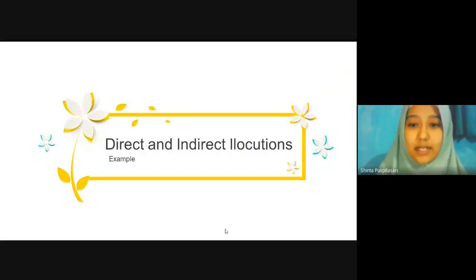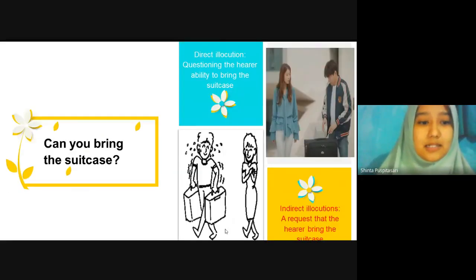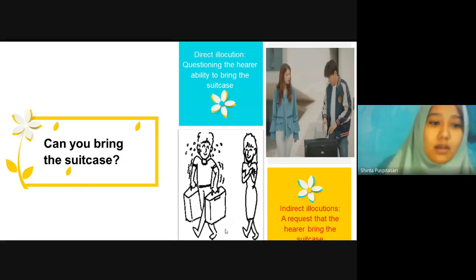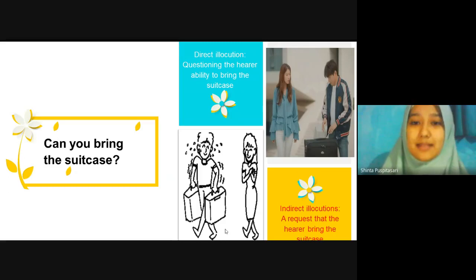This is direct and indirect illocution. Okay, this is the example, the question: "Can you bring the suitcase?" In indirect illocution, it means questioning the hearer's ability to bring the suitcase. So in this question, in indirect illocution, the purpose of the speaker is not only to ask "can you bring the suitcase," but also to be polite to the hearer while asking about the hearer's ability to bring the suitcase.